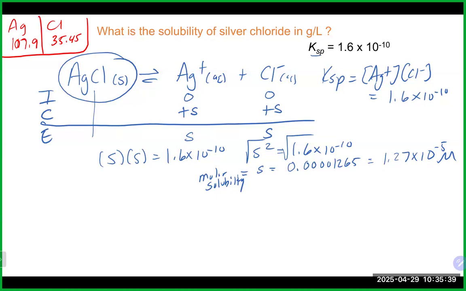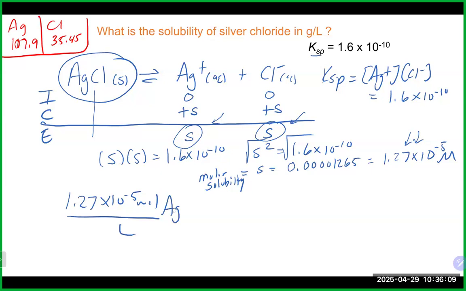It may or may not be the molarity of your concentration of your ions. In this particular case, it would actually be your concentration of your ions. Like our silver ion at equilibrium is also this number because that's what it equals, S. And so is our chloride also this number because it equals S as well. And it's also the molar solubility of the whole thing. So at this point, we basically have 1.27 times 10 to the minus 5 moles per liter of silver chloride.